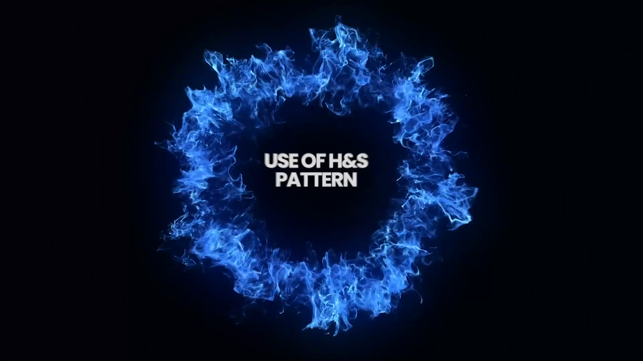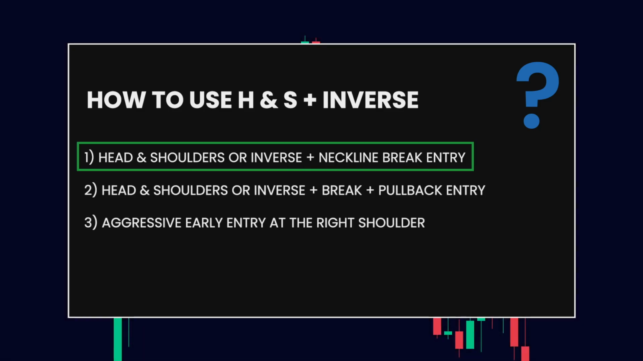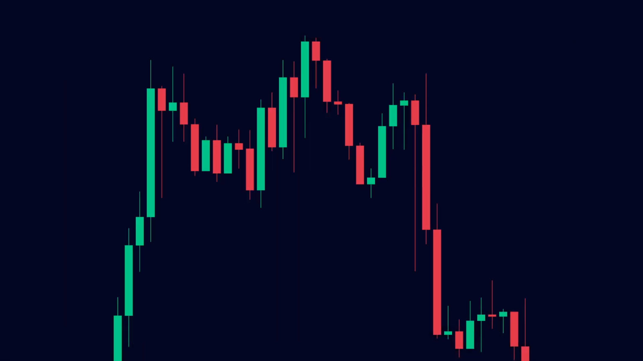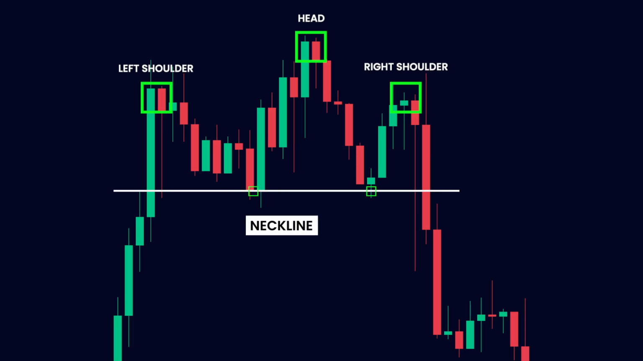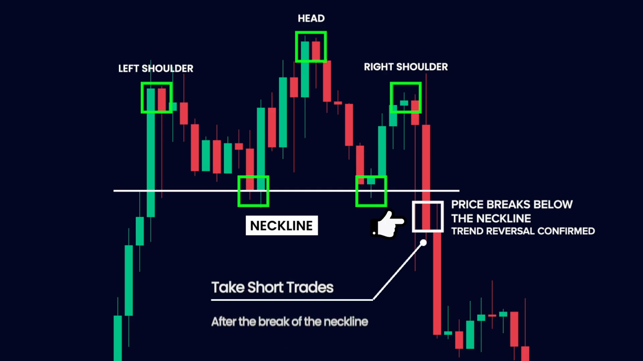Use of head and shoulders pattern. Let's break down the three main ways to use the head and shoulders pattern in your trades. The first method is the breakout entry at the neckline. You identify the head and shoulders pattern and draw the neckline by connecting two key points. When the price breaks below that neckline and makes a lower low, it's a signal to enter a short trade, confirming a possible trend reversal.